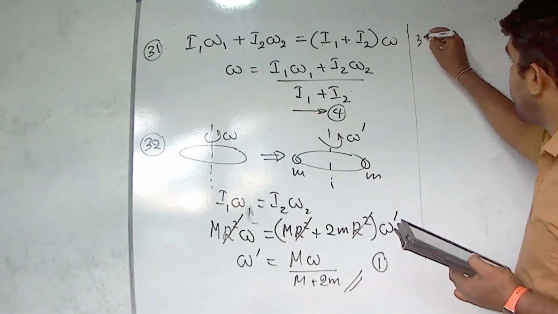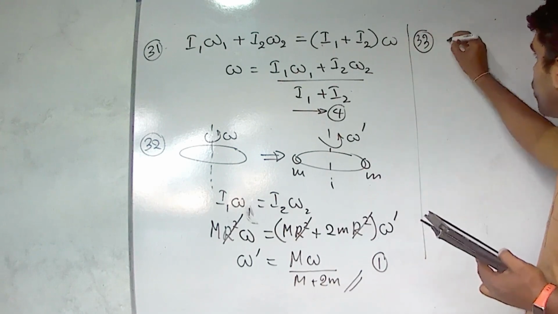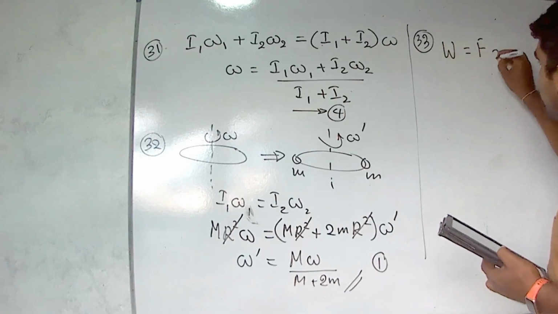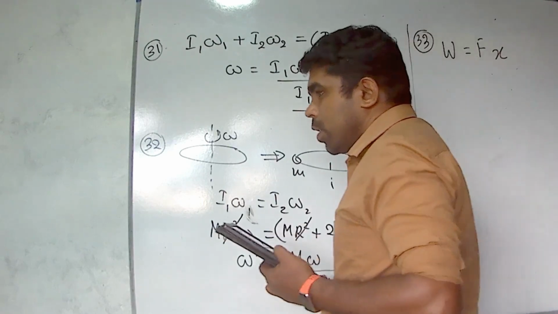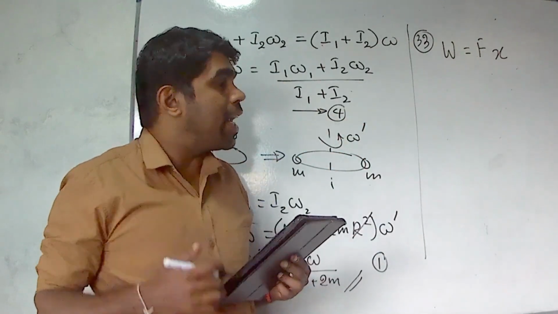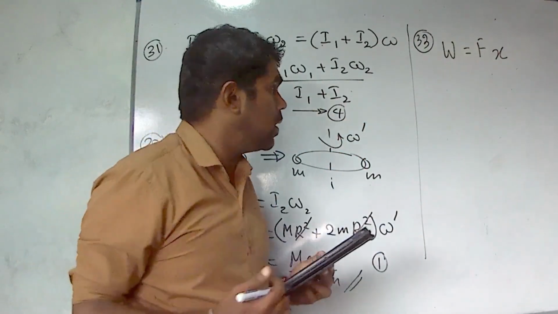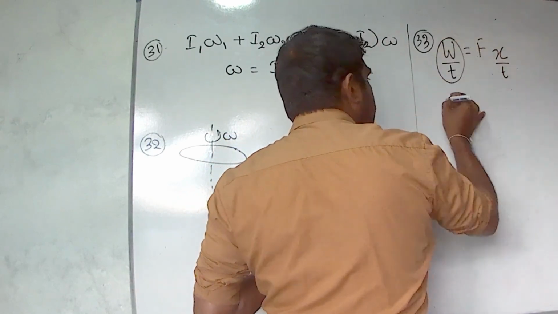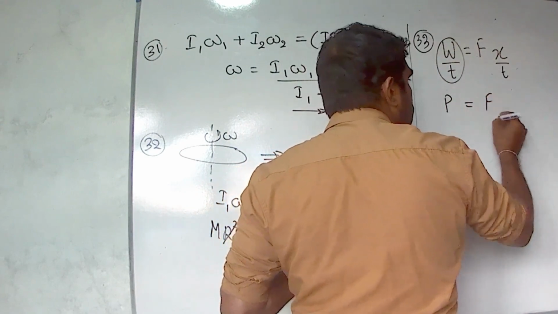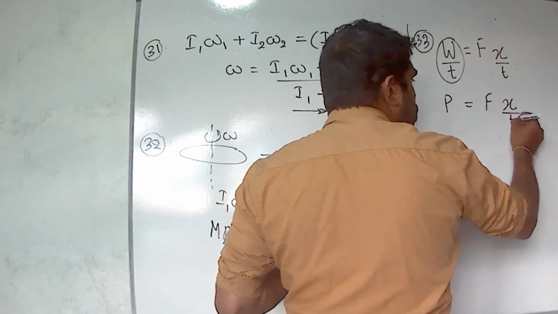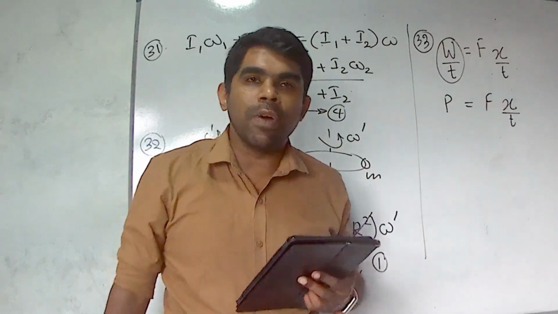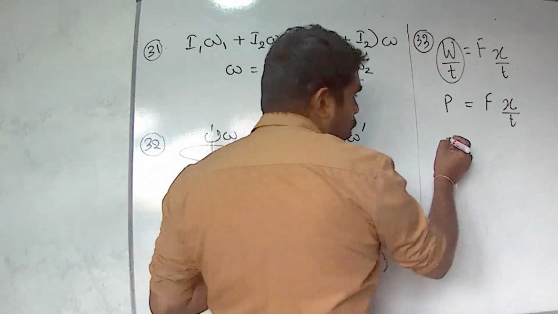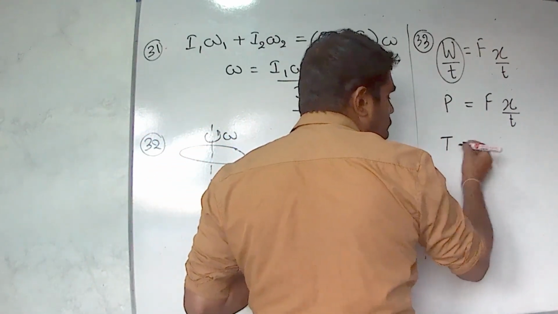We know that when getting work done by a force, work done W is force into distance. Now we can get power. Power means work done per second. Then we have to divide both sides by time. Power should be equal to force into x over t. X over t means distance divided by time, it is speed. When considering a full rotation, we know that the period is the time.